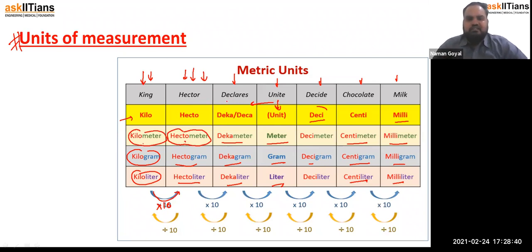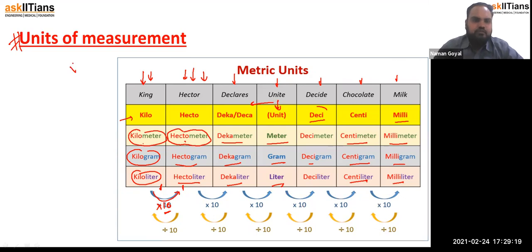Next is deca. Similarly, if you go from this side to this side, you multiply by 10, and from this side to this side, you divide by 10. The same thing follows for each step. If you want to convert meter to centimeter, you multiply by 100, because it is 10 for deci and 10 for centi. If you want to convert millimeter to meter, you divide by 1000. And if you want to convert meter to millimeter, you multiply by 1000.